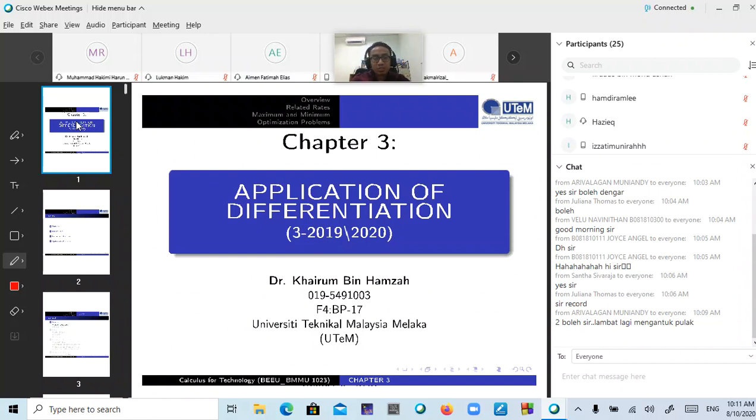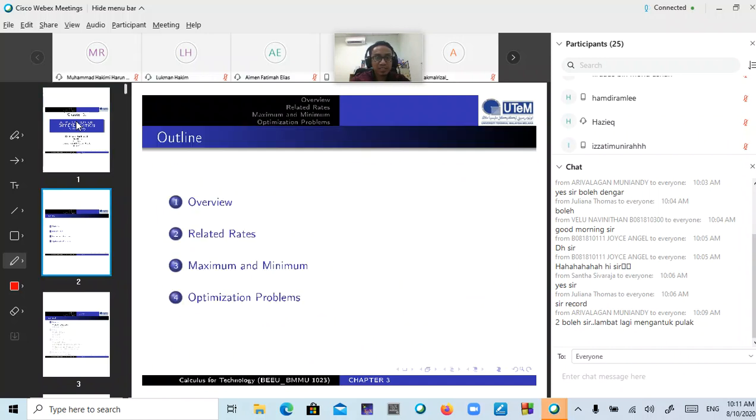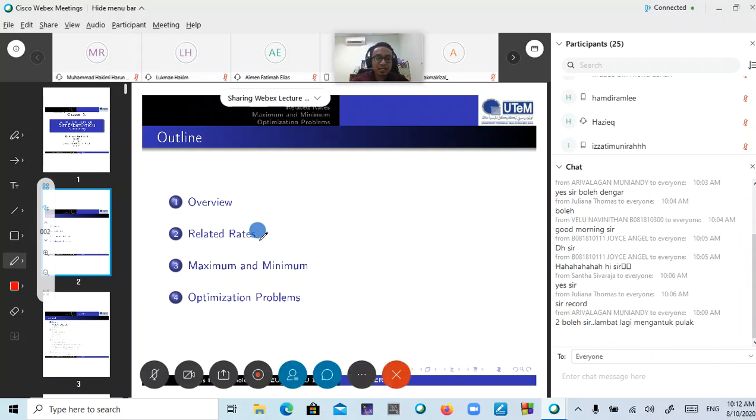Okay, so let's proceed to the outlines. This one is outline for our chapter 3. We are divided into 3 parts since we have 6 hours, 3 times lecture. So today we just only learn on the related rate. Tomorrow, maximum and minimums. And then Wednesday, optimization problem. So today we are learning on the related rate first.